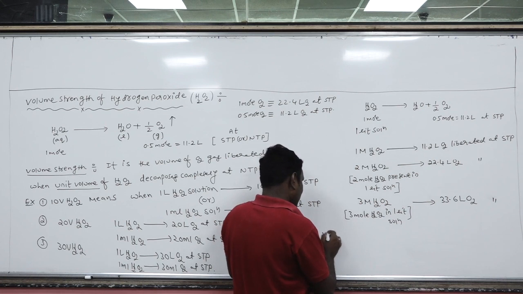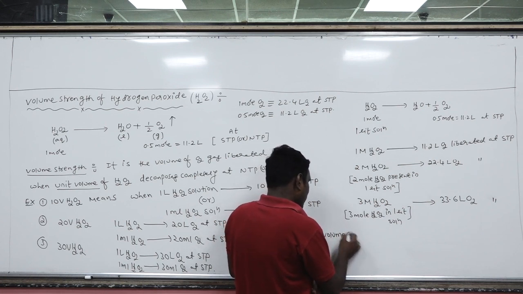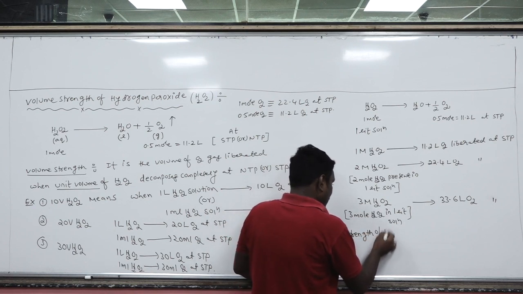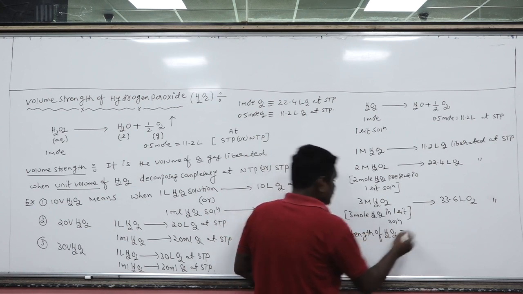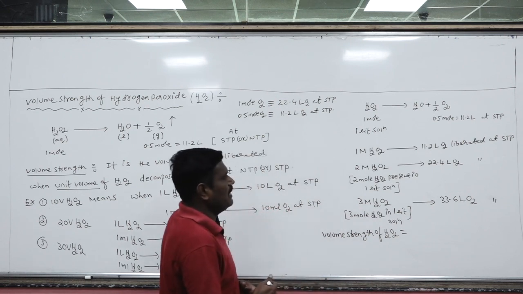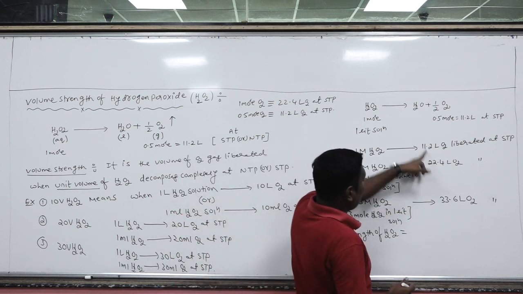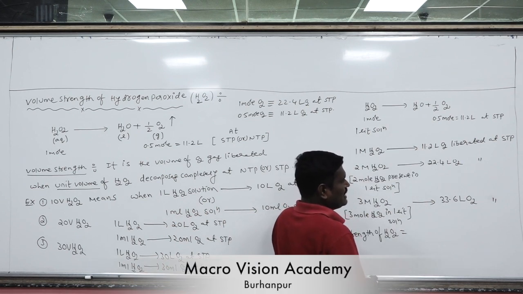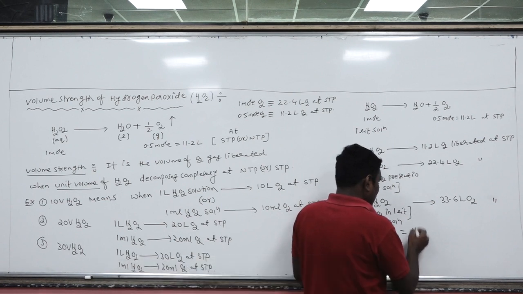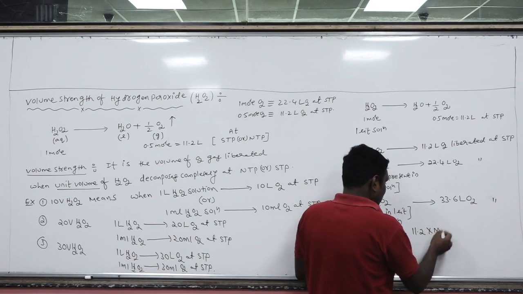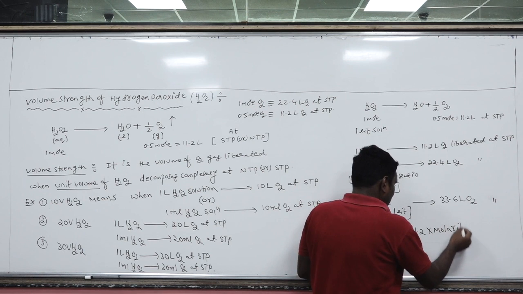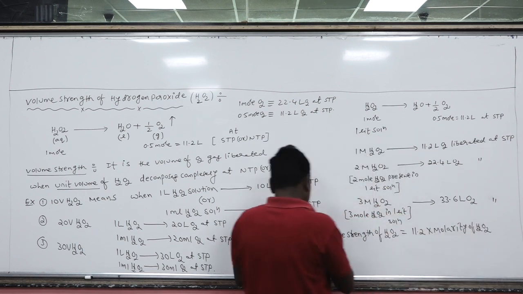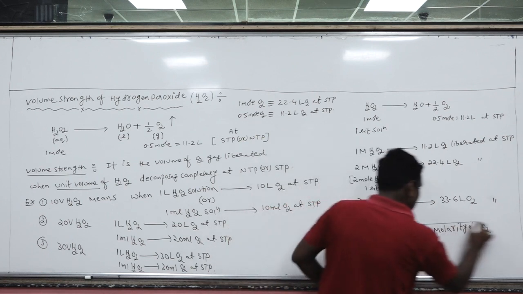So I am writing here, volume strength of hydrogen peroxide is equal to. Now in all these values, what is the common value? 11.2. What is the common value? 11.2. 11.2 multiplied by the molarity of the H2O2 solution. So this is the volume strength of hydrogen peroxide.